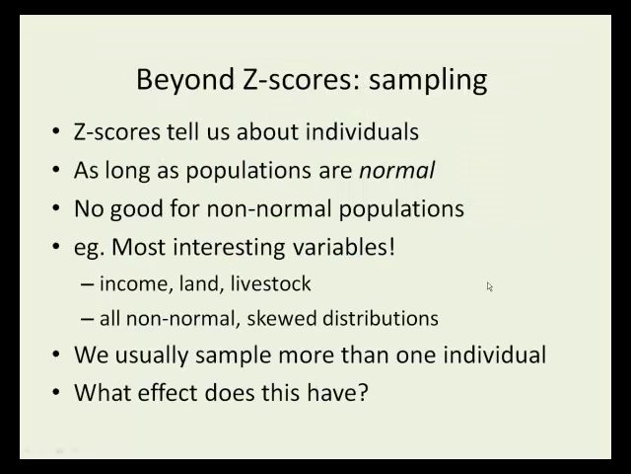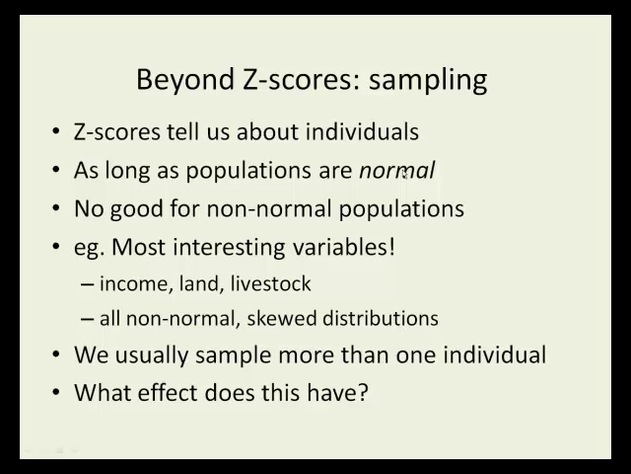Z-scores then can tell us something about individuals and how they relate to populations, but only as long as those populations are normal. It's no good if we have non-normal populations. Unfortunately, that means most of the things we're interested in in development. Very many things are just not normally distributed, like income, land, livestock, any asset you like to think of. Most desirable things are non-normally distributed. They usually have skewed distributions, often positively skewed. So that's a limitation of Z-scores.